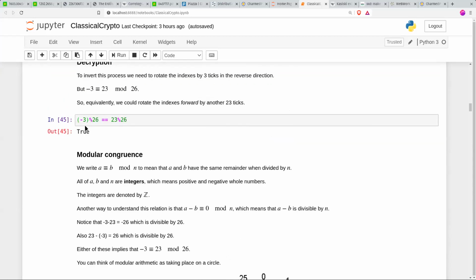So if you divide -3 by 26, what would you do? Like 26 goes into -3 -1 times evenly, and then the remainder is positive 23. That's kind of hard. The negative number is a little bit strange.